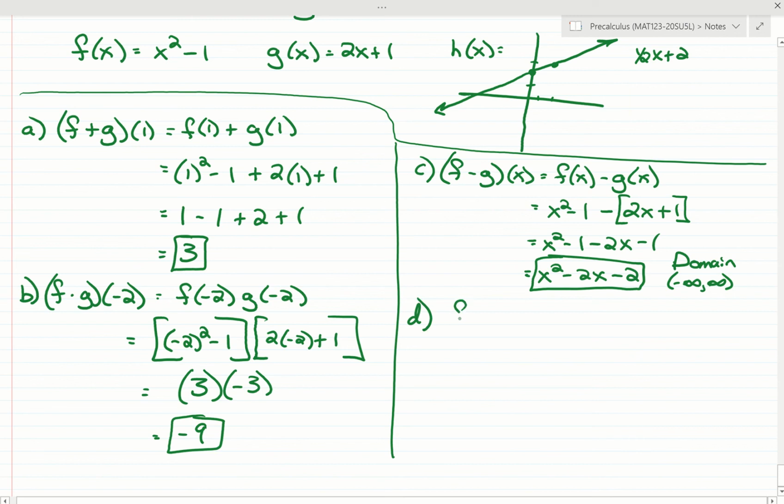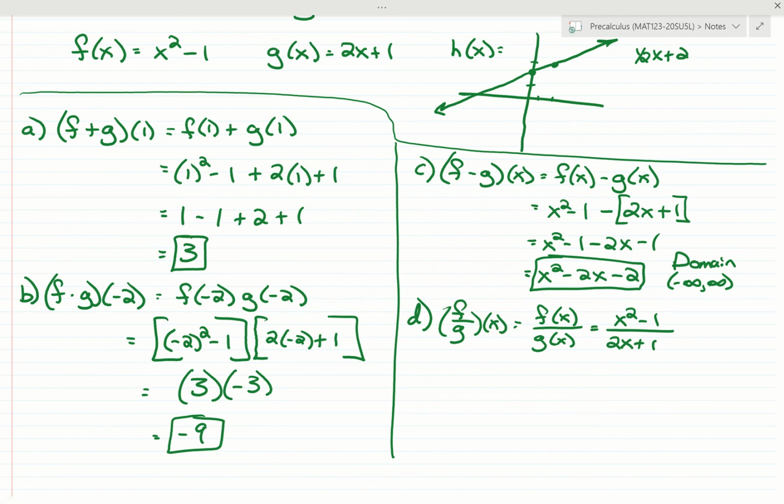What if we had f over g of x? Well, that just means f of x divided by g of x, which is x squared minus 1 over 2x plus 1. So x squared minus 1 does factor. It would be x plus 1 times x minus 1, but that wouldn't cancel out with the bottom.